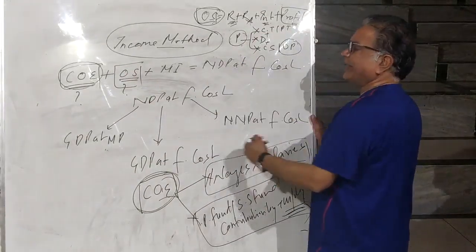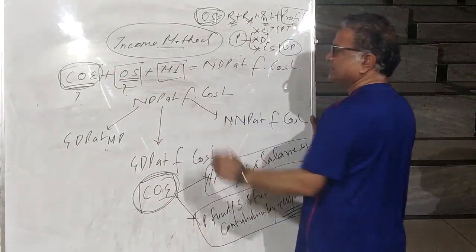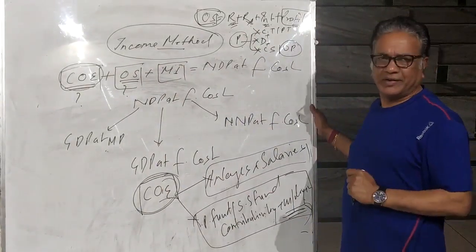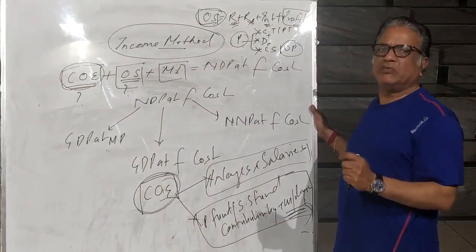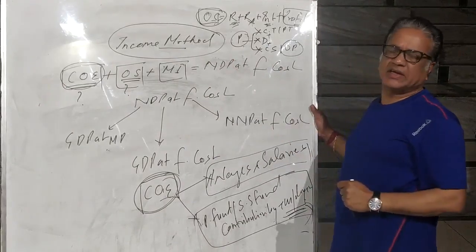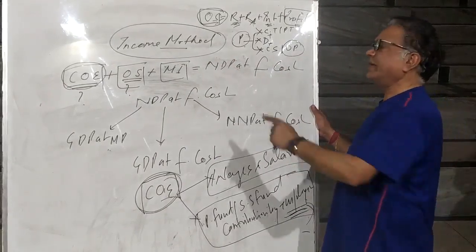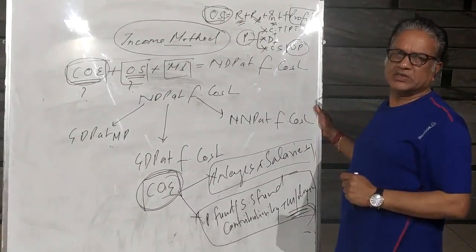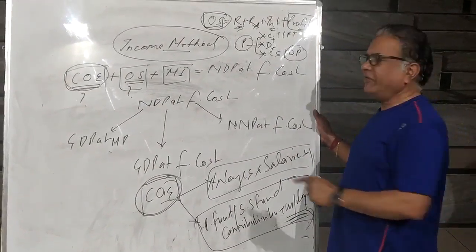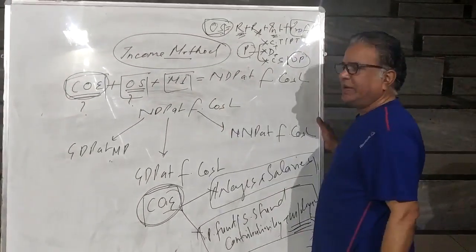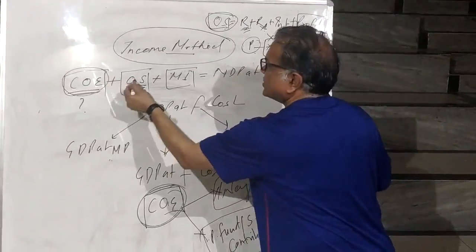Now look into the numerical where the mixed income is given. That is sometimes written as income of self-employed. In some numericals you will find mixed income given, and in a few numericals it is written income of self-employed persons. So both are the same. If it is given, put the value here. If it is not given, then take only COE and OS.